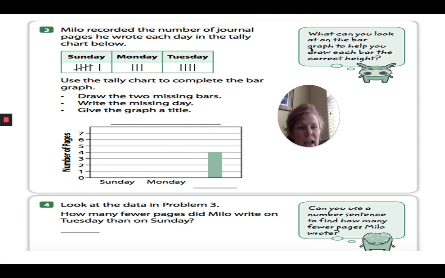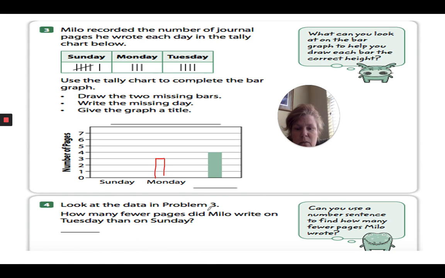What can you look at on the bar graph to help you draw each bar the correct height? So you got to look over here. You got to look at your number of pages. So Monday would be 3. So make sure you go up to 3. So you're going to stop there. So I would, if I were you, put like a little line, and then I would just draw my bar. That way I'd know that there are 3. And then you can do Sunday. There's 6. So make a little line here and then draw it up to there. And you can do all this because y'all are smart as little whips.